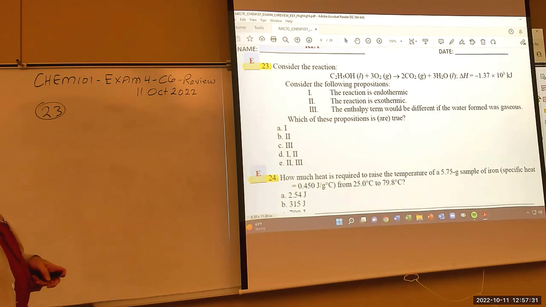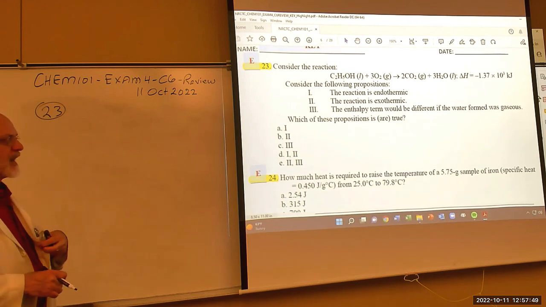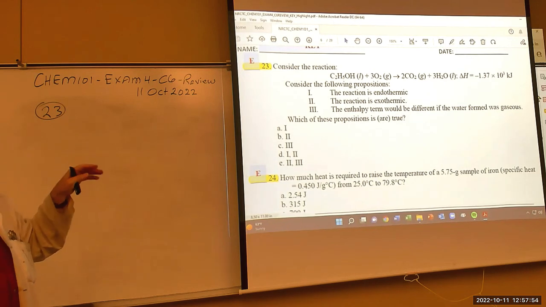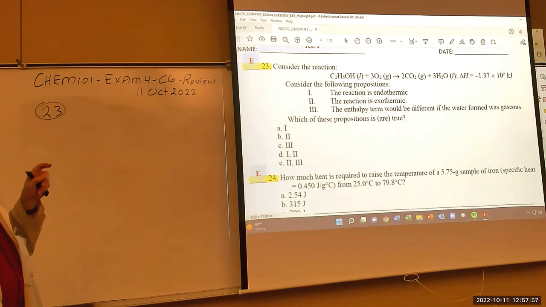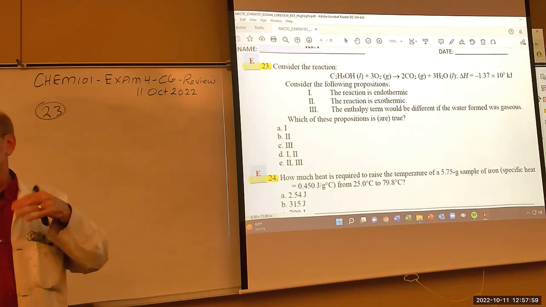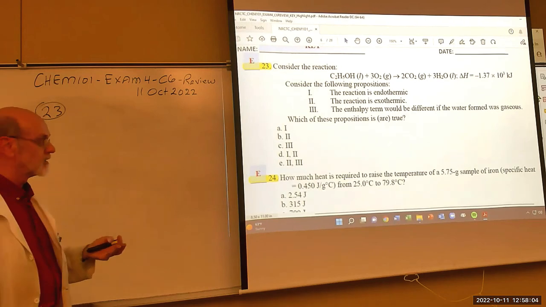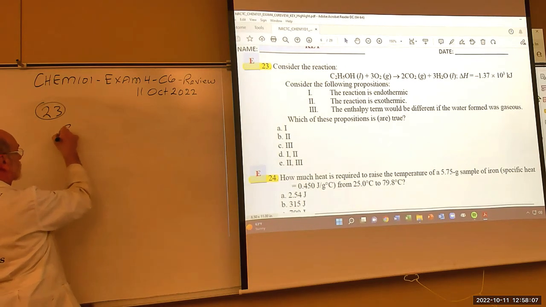Okay. Consider the following propositions. The reaction is endothermic, exothermic, or the enthalpy term would be different if the water formed was gas. Which of these propositions is true? Okay. We didn't talk much about that Roman numeral three. So we're going to get that one now. All right. First of all, it can't be endothermic and exothermic, so which one is it? Exo, it's a negative delta H. So it's exothermic.